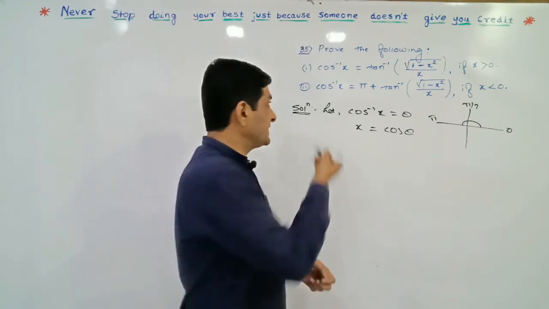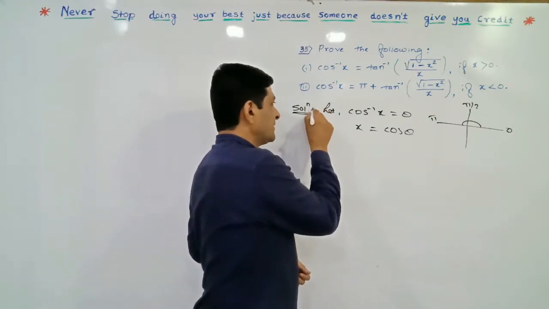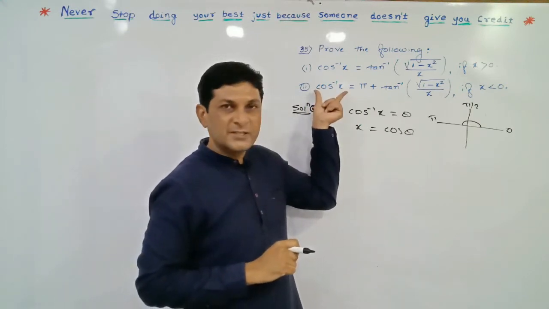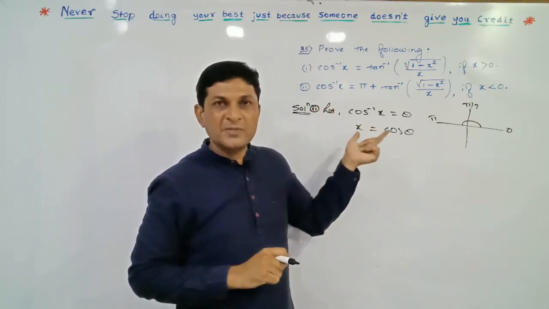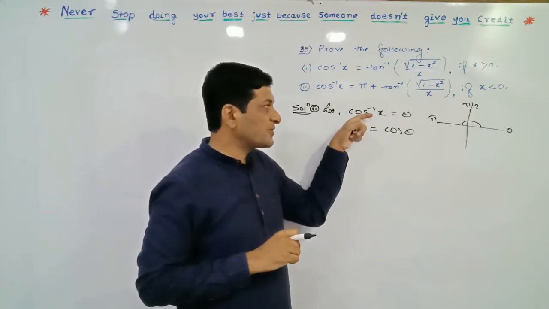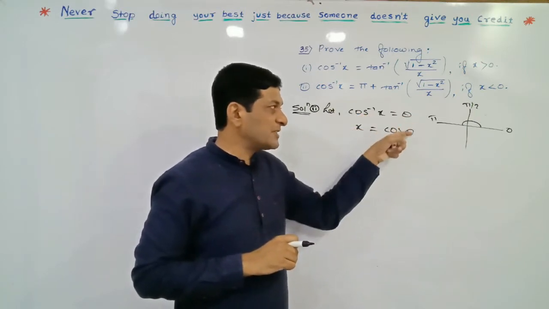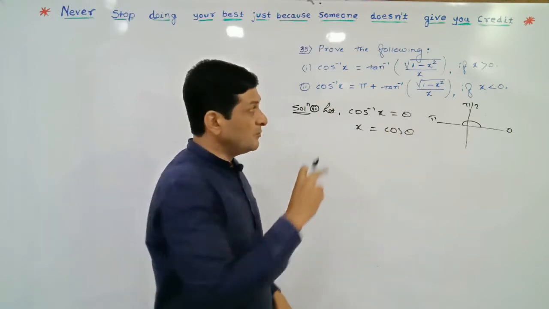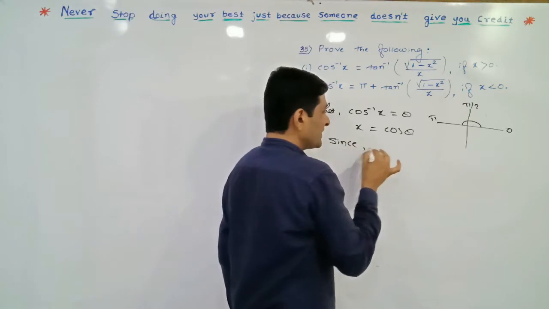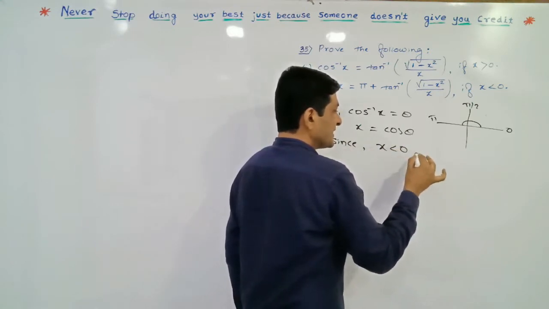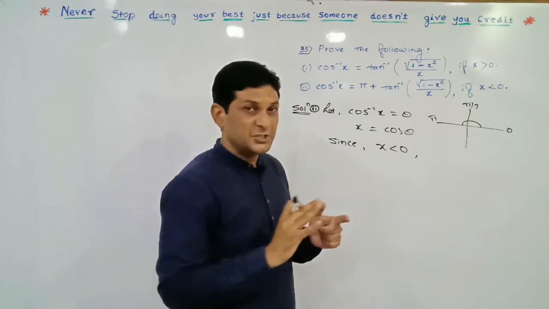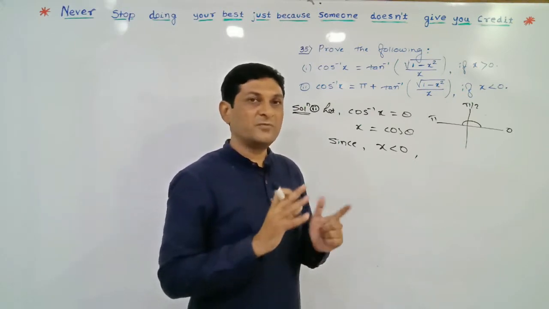Now observe example number 2 here. The same method we are applying to solve this second example also. Here also I am denoting the left hand side, cos inverse of x, by theta. Then if we take cos on both sides, on this side we get x and on this side we get cos theta. Now we are using the given condition. What is the given condition? x is less than 0. Using this condition we are trying to find out the value of theta here.